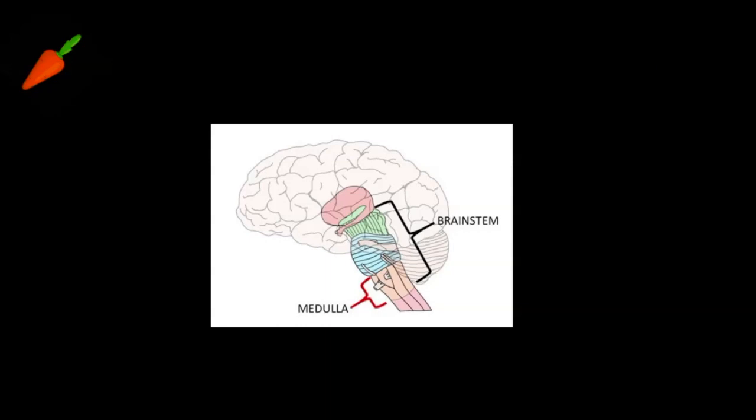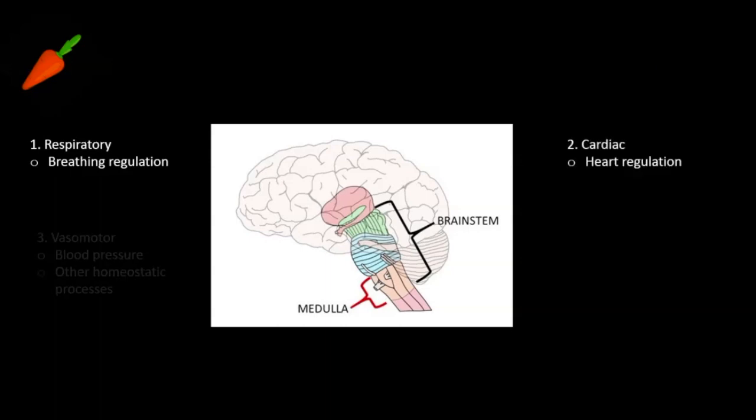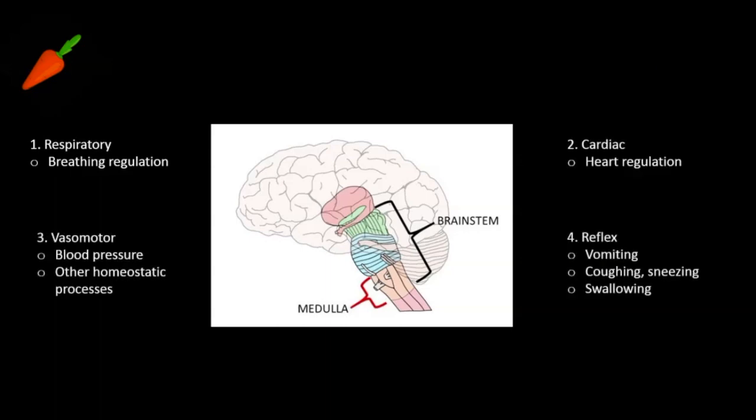There are four autonomic functional centres in the medulla: the respiratory, responsible for breathing regulation; the cardiac, responsible for heart rate regulation; the vasomotor, responsible for blood pressure and other homeostatic processes; and the reflexive, responsible for actions such as vomiting, coughing, sneezing, and swallowing.